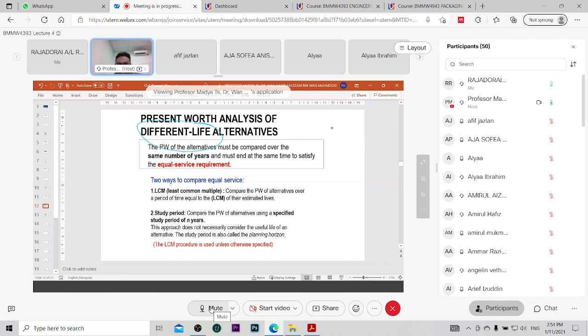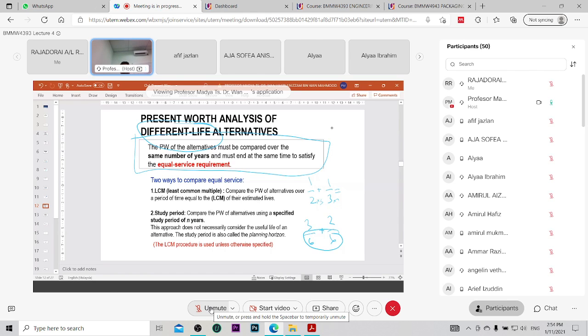The present worth of the alternatives must be compared over the same number of years and must end at the same time to satisfy the equal service requirement. This one you need to understand. It's like fractions: 1/2 plus 1/3. You cannot simply add, you must make them the same first. Multiply by 3, multiply by 2, so it becomes 3/6 plus 2/6. This is similar to this. Can you understand?